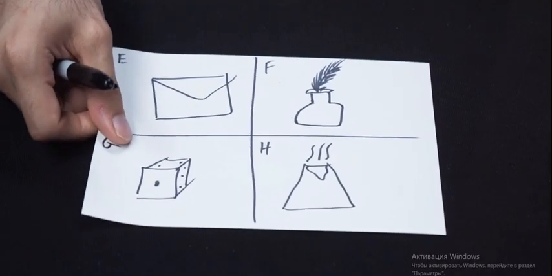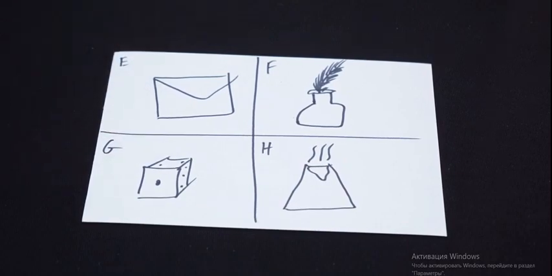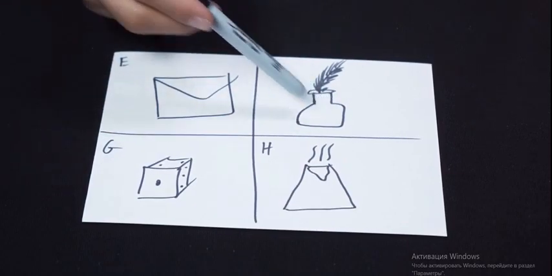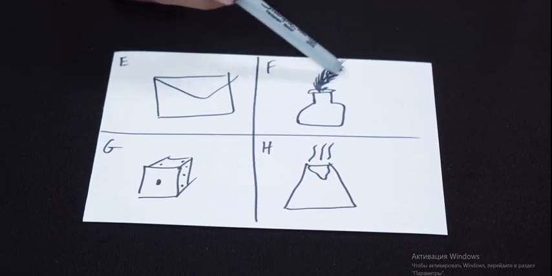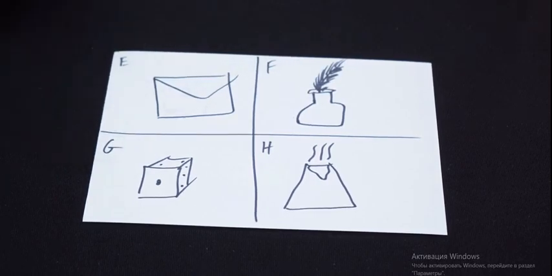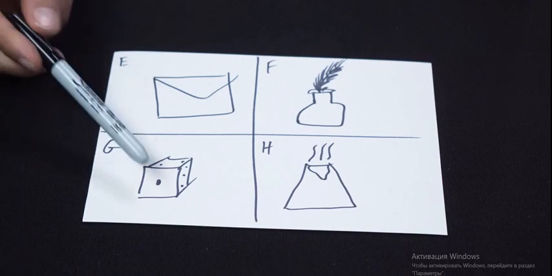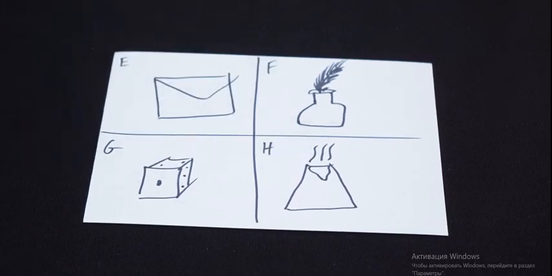Potentially the easiest one in the game is the envelope. I think anyone could draw that. For the feather, just make that bottle like this, and then I just do a line, and then I put these feathery lines on the side. A cube for the gambling, and then I add the dots. And for the volcano, that's what that looks like.